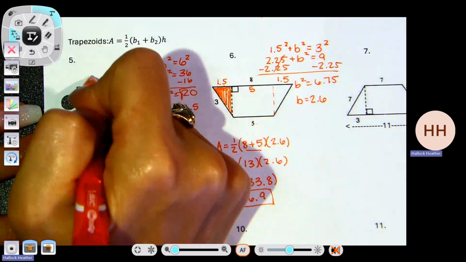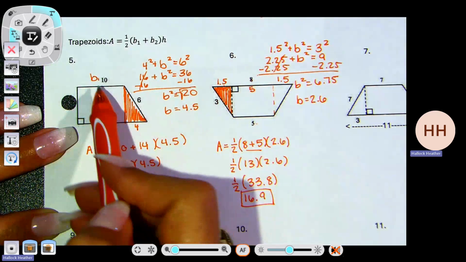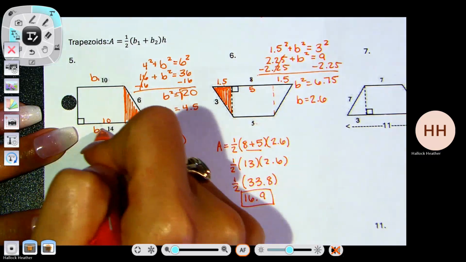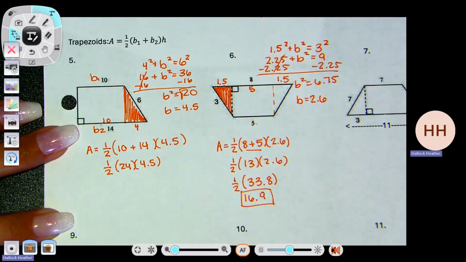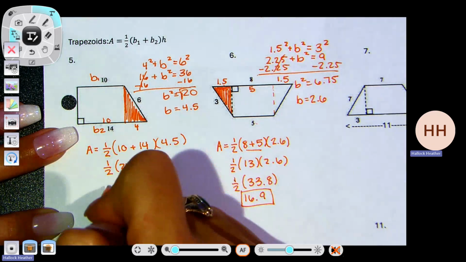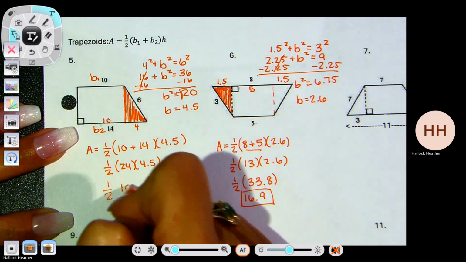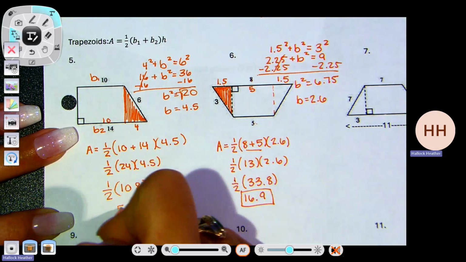It's base 1, which is the top, like the mid-segment formula. So 24 times 4.5 is 108. Cut in half, 54.